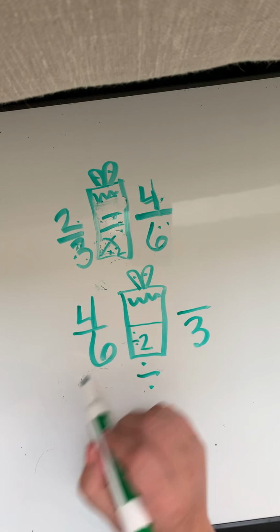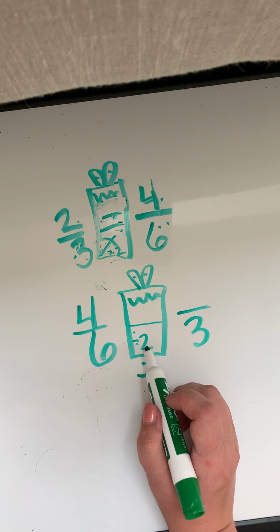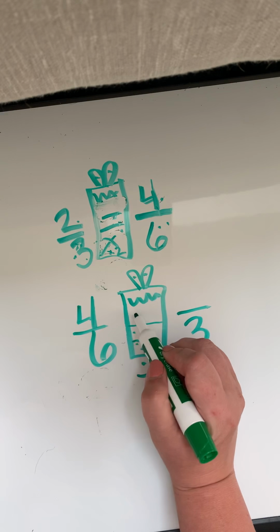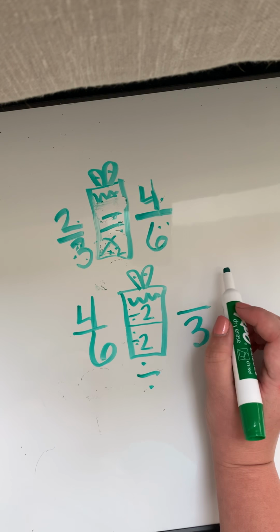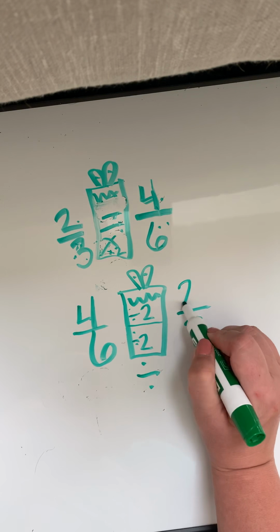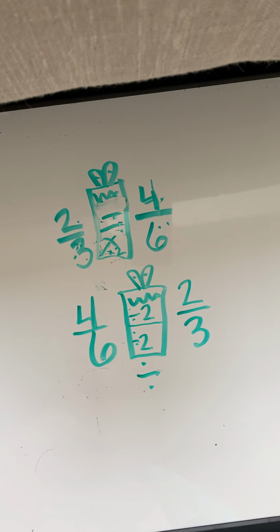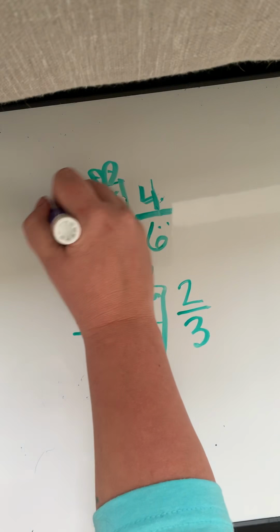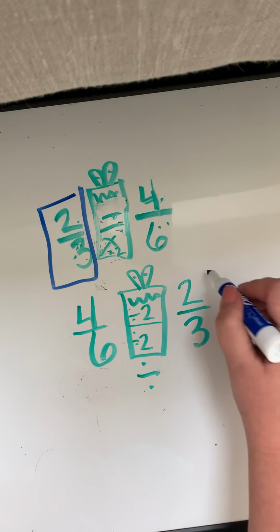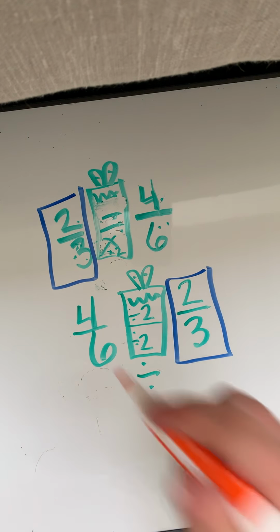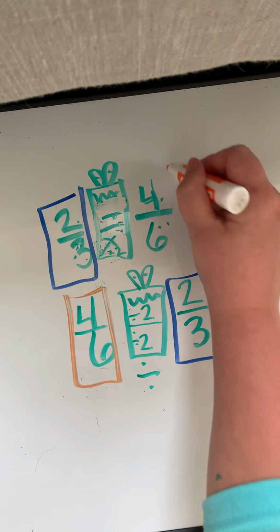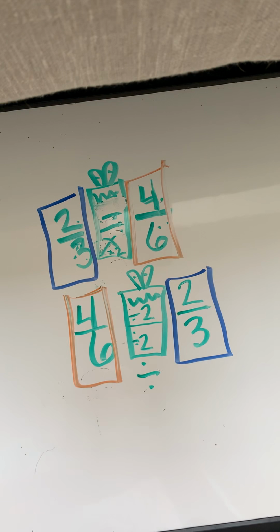And you know that with fractions, what I do on the bottom, I have to do to the top. Good job, guys. 4 divided by 2. Well, 4 divided by 2 is 2. Look, guys. You have 2/3 here and 2/3 here. And you've got 4/6 here and 4/6 here. It's the same fractions. They're just in different places.